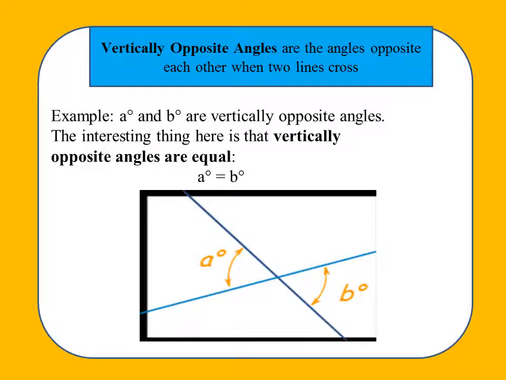Vertically opposite angles are the angles opposite each other when two lines cross. Example, A degrees and B degrees are vertically opposite angles. The interesting thing here is that vertically opposite angles are equal. Therefore, A degrees equals B degrees.